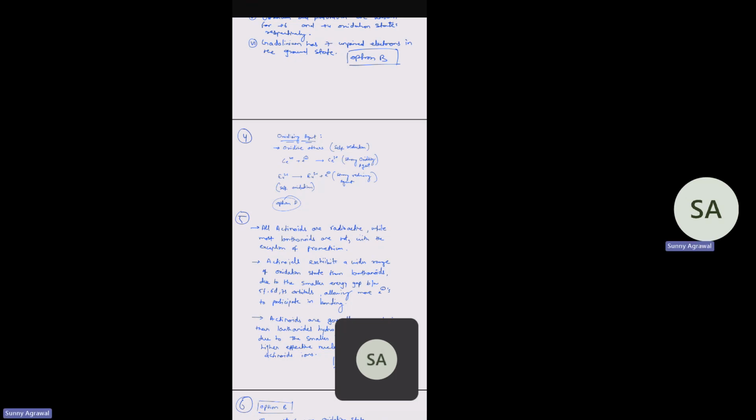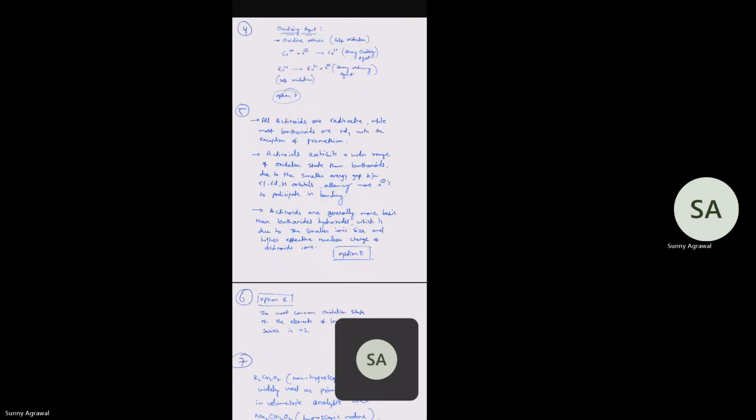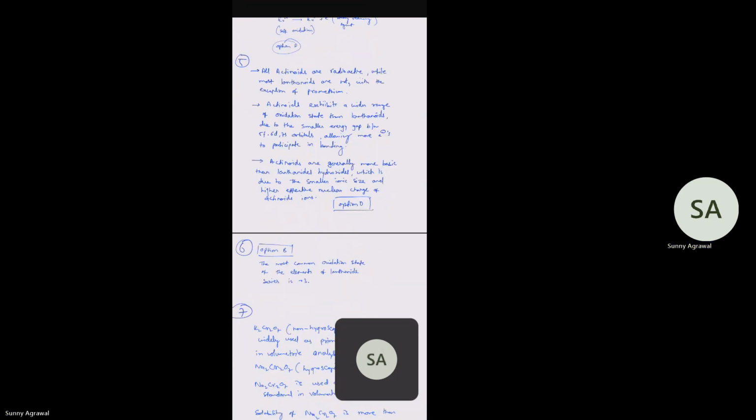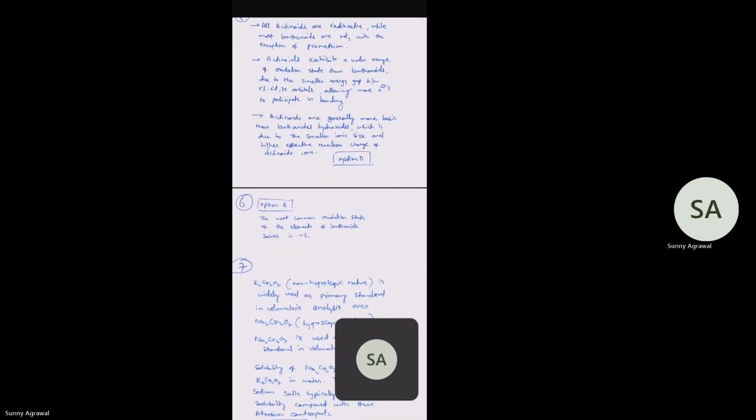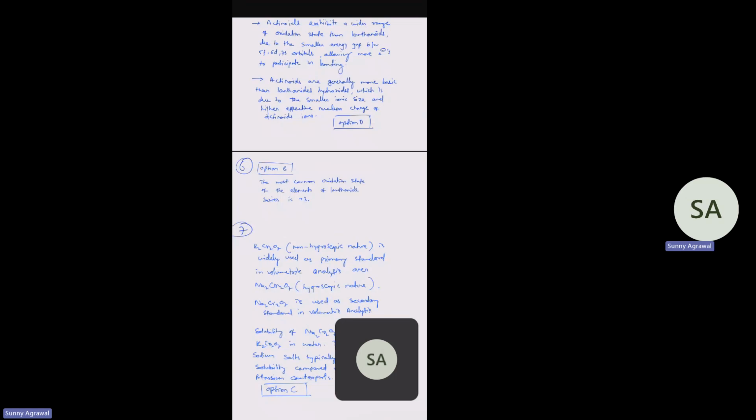Basic nature of hydroxide. Actinoids are more basic than lanthanoids, as they show higher oxidation states relative to lanthanoids, and they also have smaller ionic size. Next is common oxidation state. So the answer will be all of these. All 3 options are correct. Question number 6: the common oxidation state of the element for the lanthanoid series. The answer will be +3. The lanthanoid series shows the +3 oxidation state.